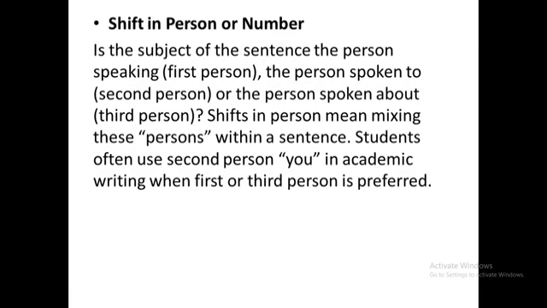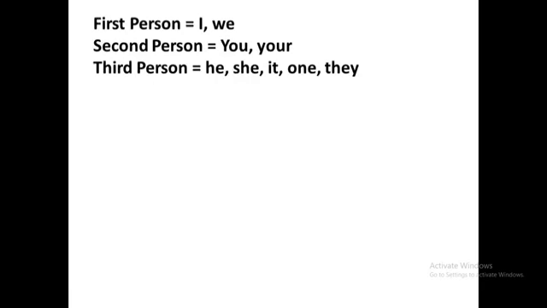So now we'll see shifts in person or number. Is the subject of the sentence the person speaking, first person, the person spoken to, second person, or the person spoken about, third person? Shifts in person mean mixing these persons within a sentence. Students often use second person. Obviously, second person is you in academic writing when first or third person is preferred. So obviously we all know first person is I and we, second person is you and your, third person is he, she, it, one, they.